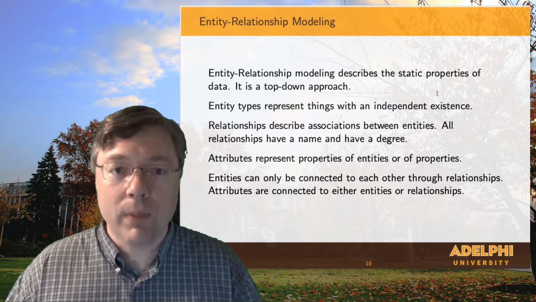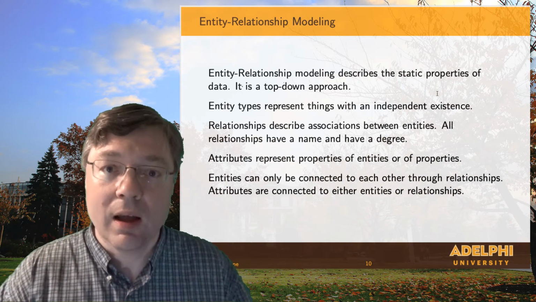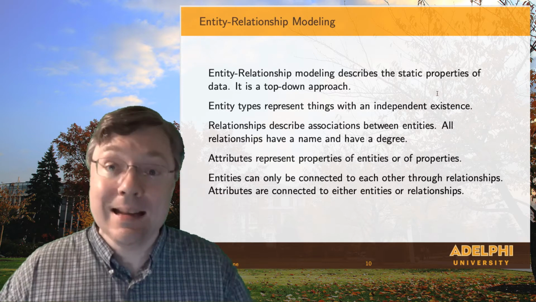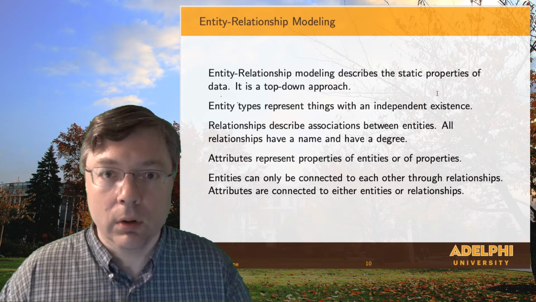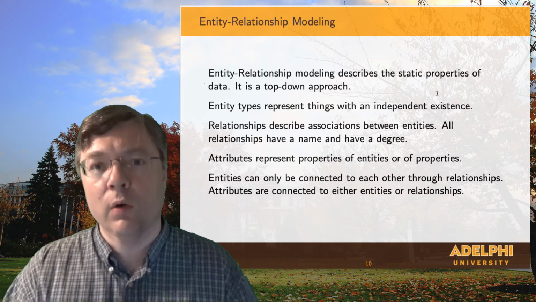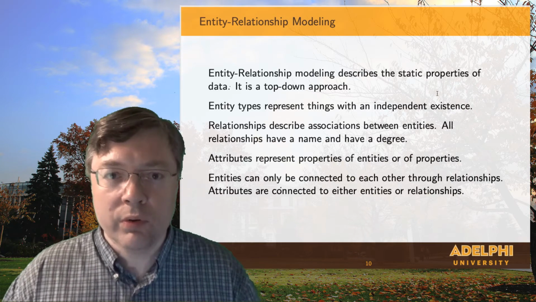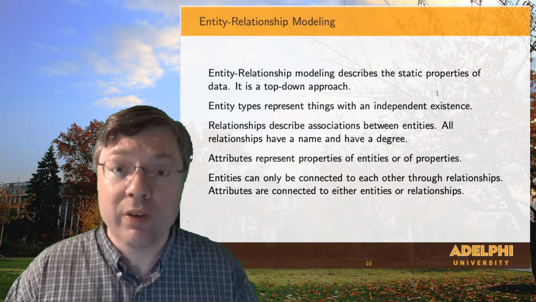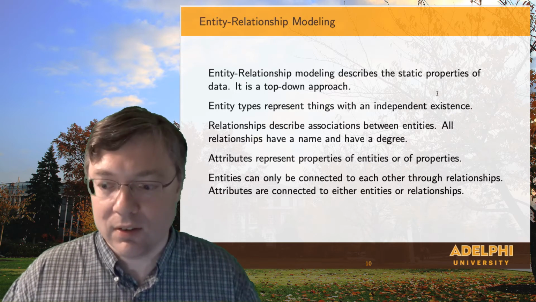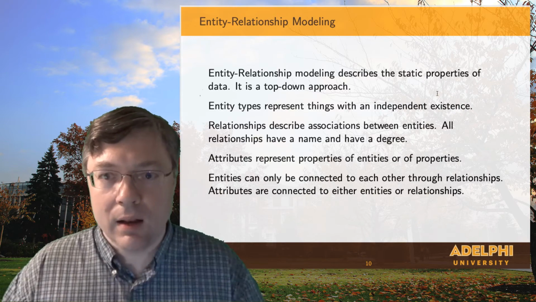So for example, a student has an independent existence. A course has an independent existence. An ID number does not. A name does not. A name without being tied to someone or something is non-existent. So what we want to do is first identify what are those entities, those things that could have independent existence. And then we want to see how they are related.